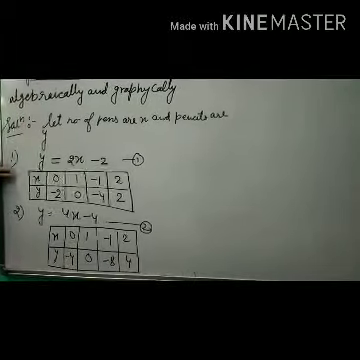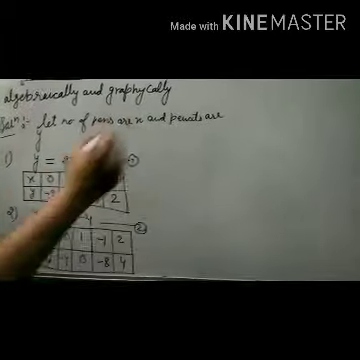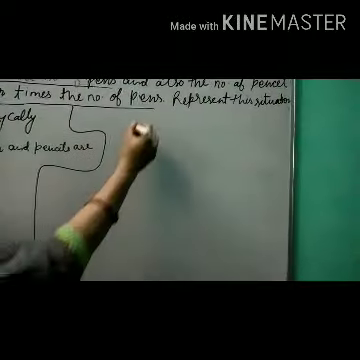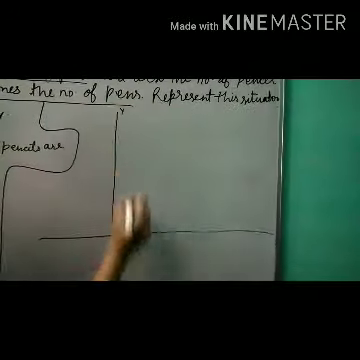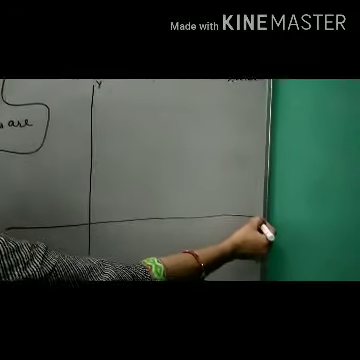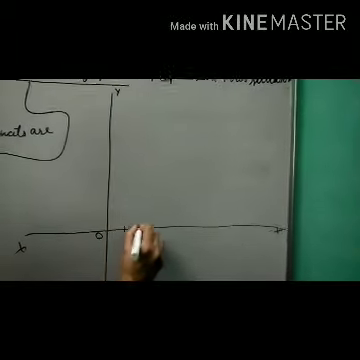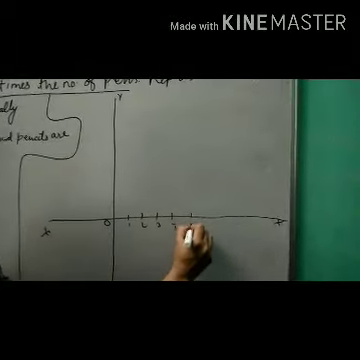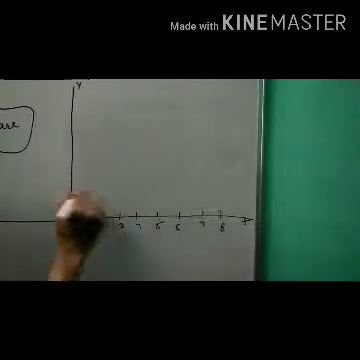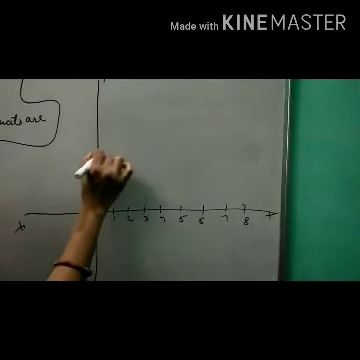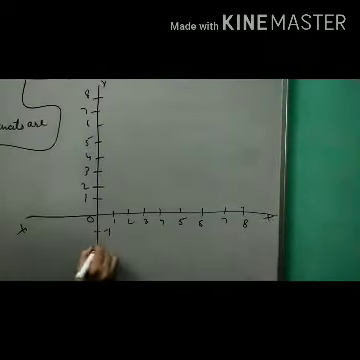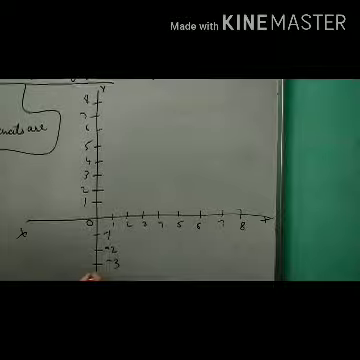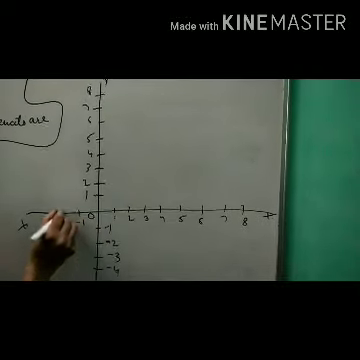Now we will plot these values on the graph. Y-axis, x-axis and 0. 1, 2, 3, 4, 5, 6, 7, 8. Minus 1, minus 2, minus 3, minus 4. Now we will plot the first equation.